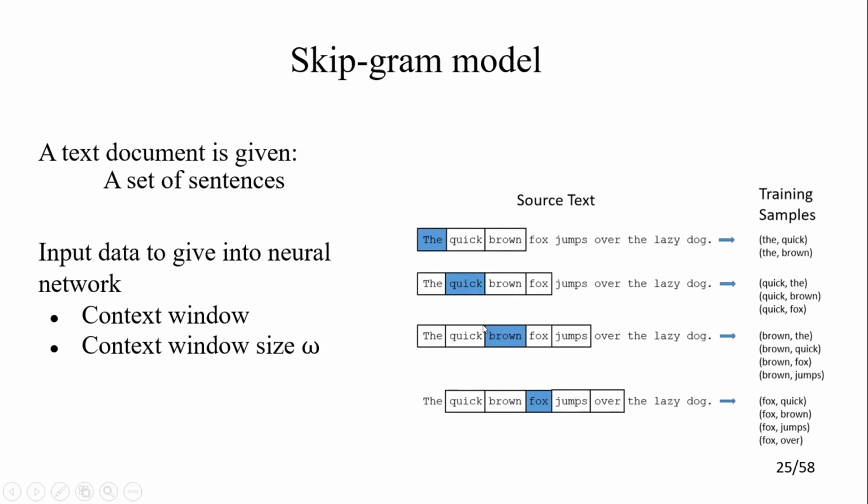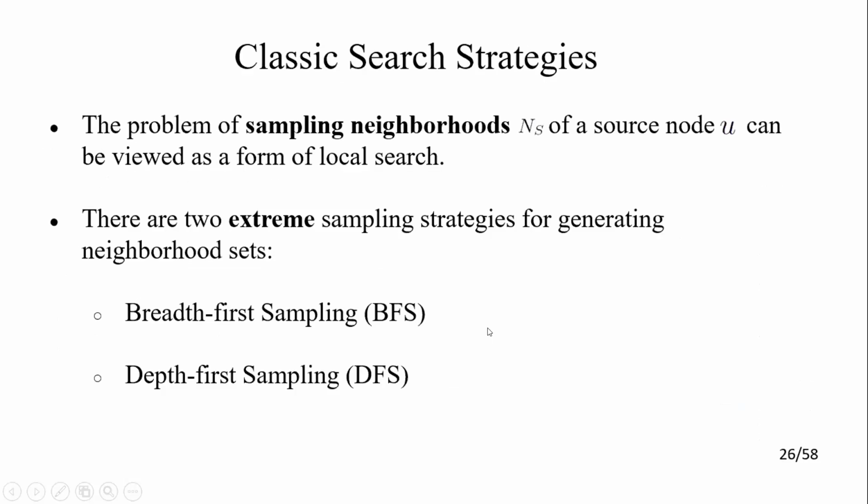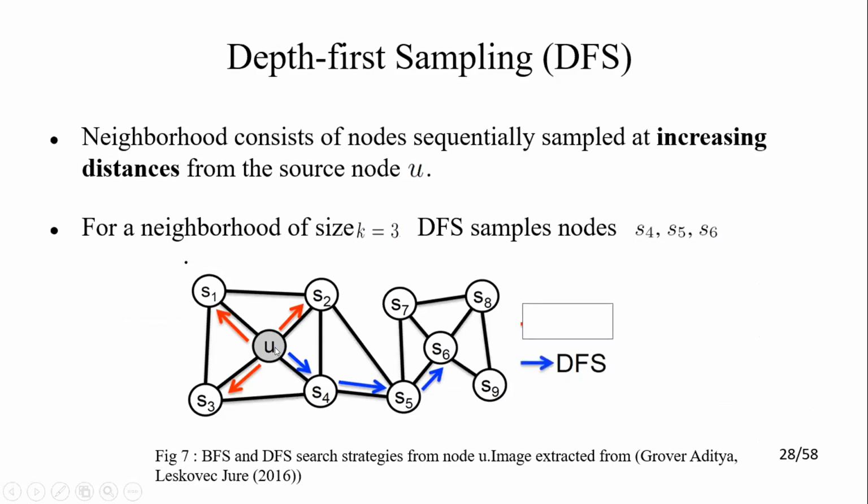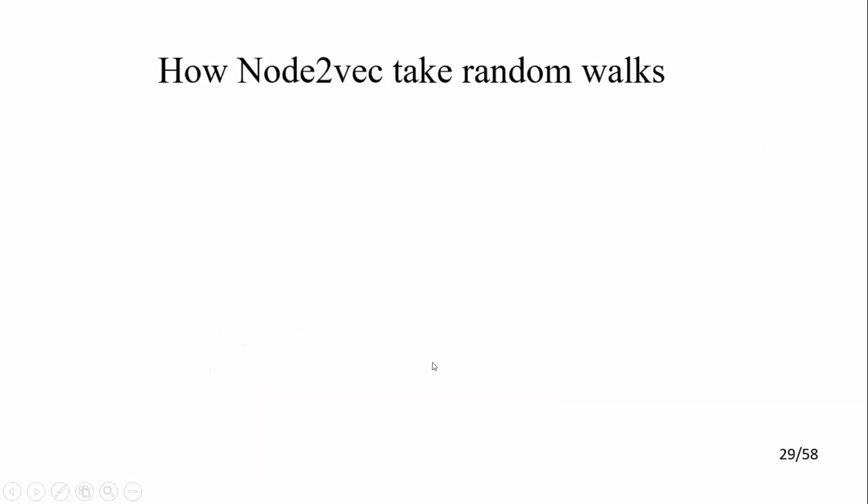Here also, we select the random walk based on this skip-gram model, and then we apply the embedding methods. The basic classic strategies for node2vec are BFS and DFS. In BFS, we consider the nearest neighborhood. Consider a node U. The nearest neighborhood can be S1, S2, and S3 in the case of BFS sampling. But in DFS sampling, from node U we consider S4, then S5, and then S6. This is mainly used for identifying the communities.